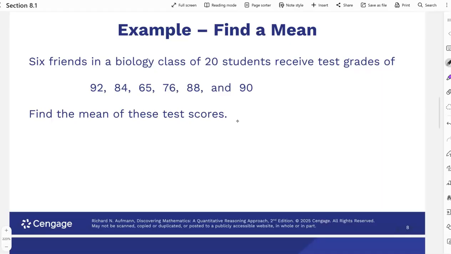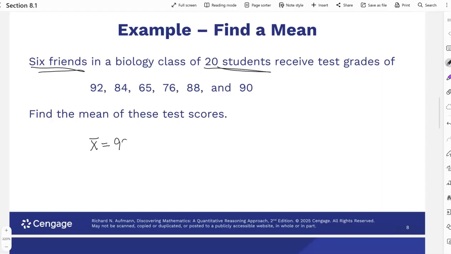Let's look at another example. 6 friends in a biology class of 20 students received test grades of 92, 84, 65, 77, 88, and 90. We want to find the mean of those test scores. So we've got 6 out of that population of 20. So this is going to be a sample mean.